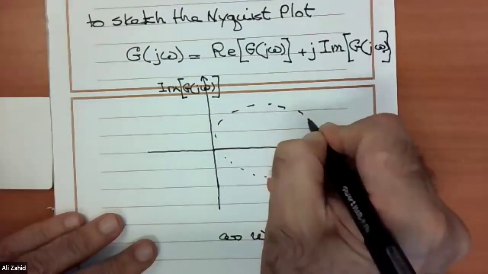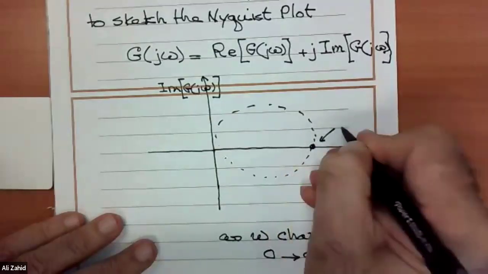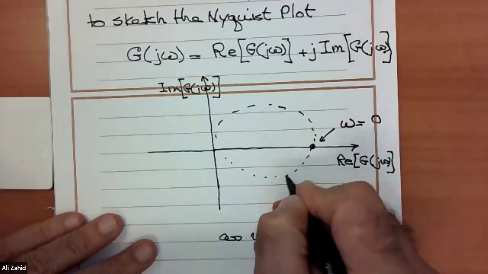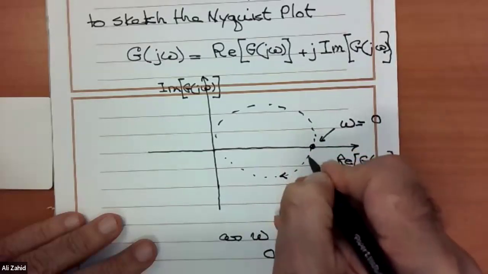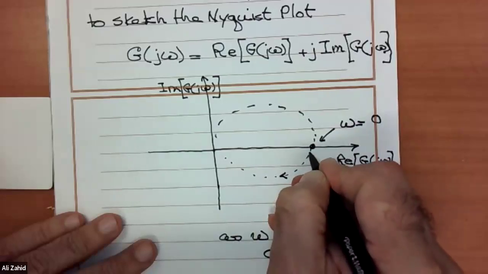This is just an example. This is at omega equal to what? 0. You need to what? Increase omega. You are going to go this way. In other words, omega equal to 1, and so on.